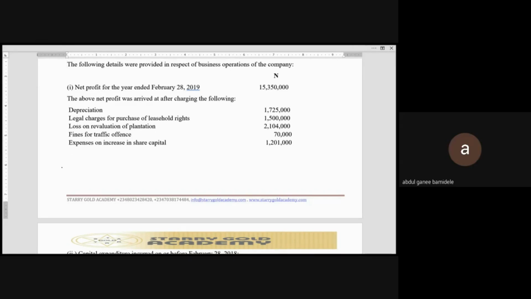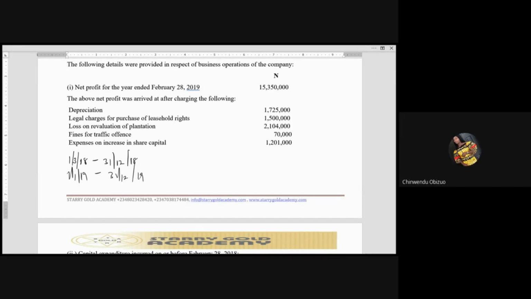So if they are preparing up to 31st of December, that's 2018 now, we will have 1st of March 2018 to 31st December 2018. So that's the first 10 months. Then we have another one. The next one will be 1st January 2019 to 31st December 2019.